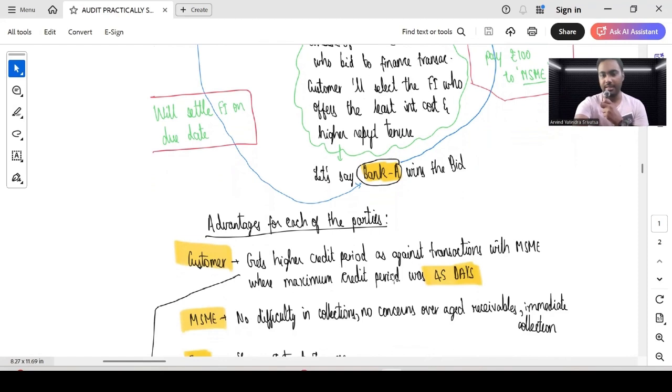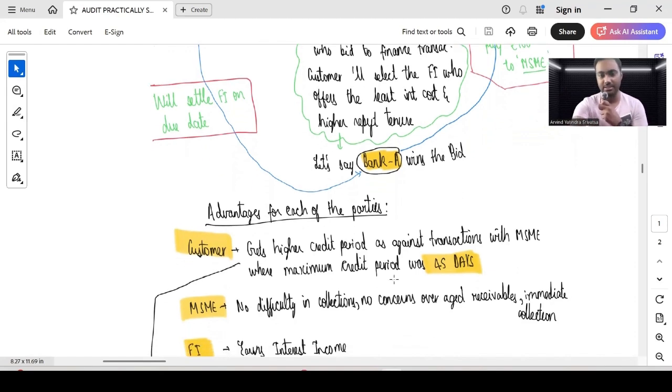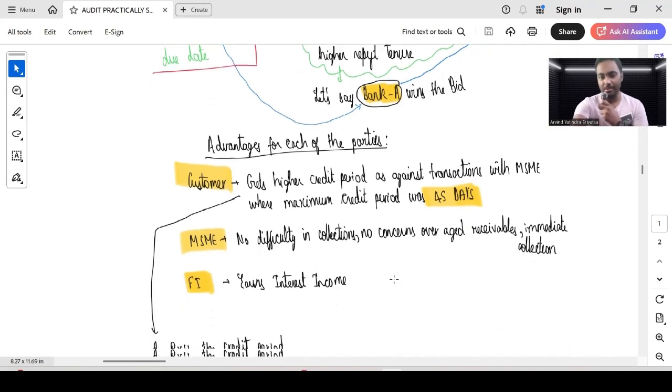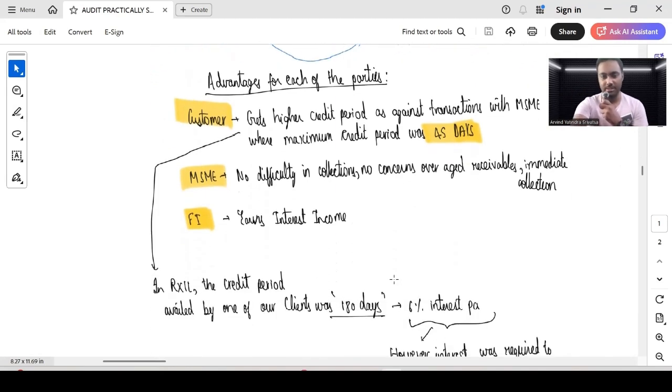For the MSME, they don't have any difficulty in collections, and they don't need to be worried about aged receivables. They get the opportunity to collect the amount immediately, which is very clear. I hope you understood this, guys. And the financial institution earns interest income. As I told you in our example, in relation to RxSale, the interest had to be paid on day 0 itself. So the financial institution would also have good cash flow because of this, and they would be able to earn interest on the same. I hope you understood this, guys.